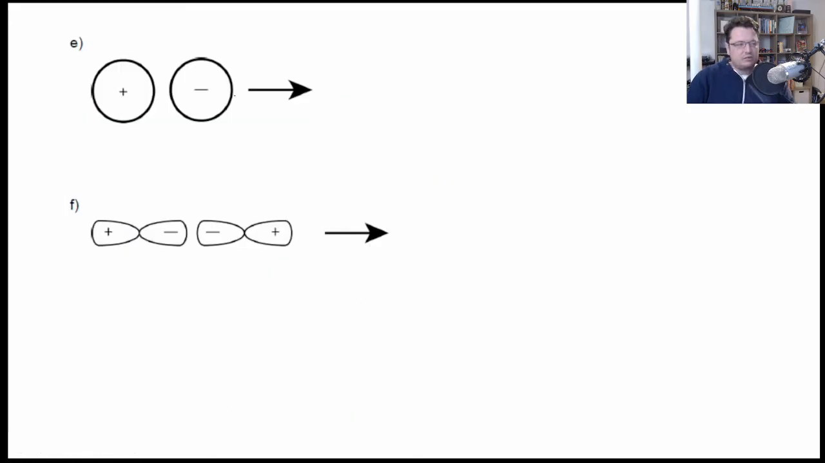And then part E. If we're looking at this right here, we can see that this is an s orbital, and this is an s orbital. One is positively phased, one is negatively phased.